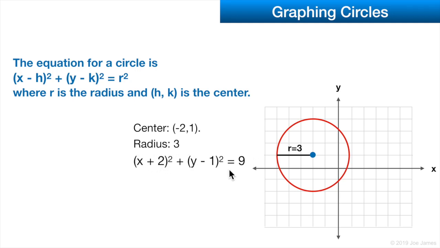So to write the equation of that, x plus 2. Wait, why is it plus 2? Because we have a -2 here, and this negative is part of the equation. So those two negatives cancel each other out, and we get x plus 2. And then here we have a y minus whatever k is. Well, k is a positive 1. So y minus 1, quantity squared, equals 9. That's the equation.